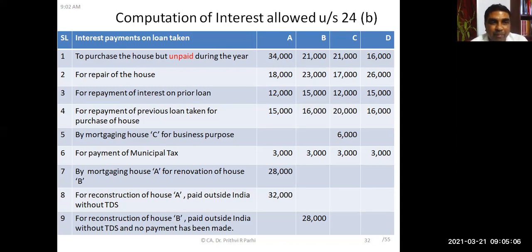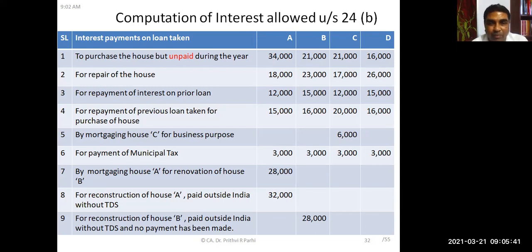Third, for repayment of interest on a prior loan. That means this loan is taken to repay the interest part of a prior loan. You have to decide whether it is allowed or not. In the previous class I had discussed this thing. Fourth, for repayment of a previous loan taken for purchase of a house. That means for repaying the principal part of the previous loan, this loan is taken. You have to decide whether it is allowed or not.